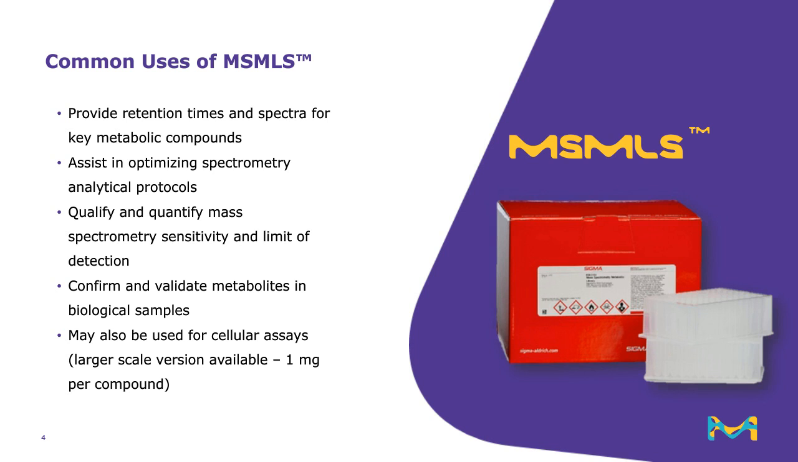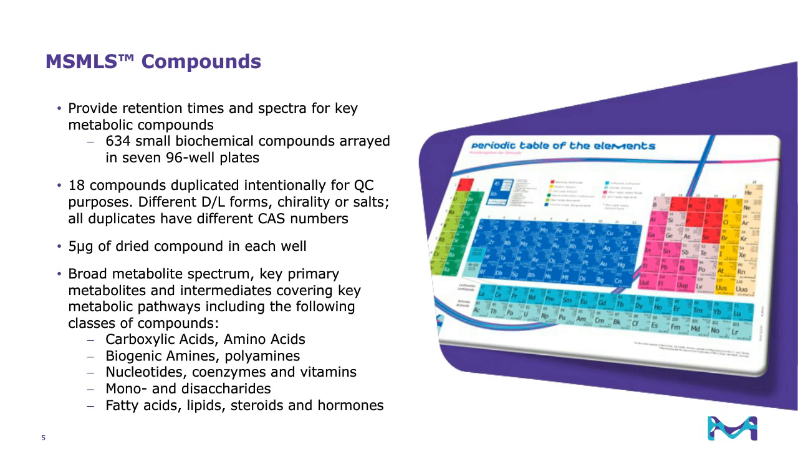So there are 619 unique compounds, actually 634 in total, as 18 compounds have been intentionally represented more than once for quality control purposes. And these duplicated compounds have different DL forms, chirality, or salt forms, and also have different CAS numbers. And as all 619 compounds cover primary metabolism, they're very useful in metabolomics studies. Listed here are some of the classes of compounds that are in the library, including carboxylic acids, amino acids, amines, nucleotides, vitamins, sugars, fatty acids, and lipids.